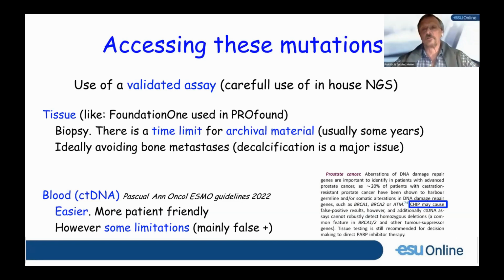Second, you have two ways to approach this. Either through tissue. An example of a tissue assay is the one that was used in PROfound, the FoundationOne test. It's a companion test. It's not mandatory, but it's a clear example of what can be done. If you have tissue, it means you have a biopsy or the full specimen. With the whole specimen, you must remember that there is a time limit. Do not even think of using the radical prostatectomy specimen that was taken out 20 years ago.